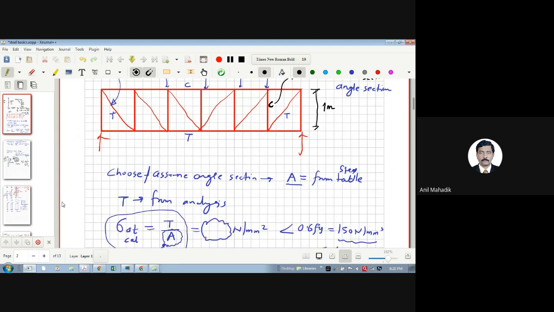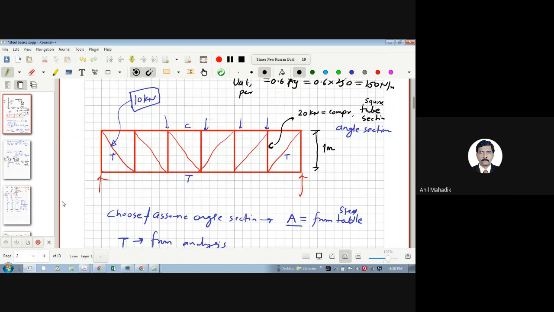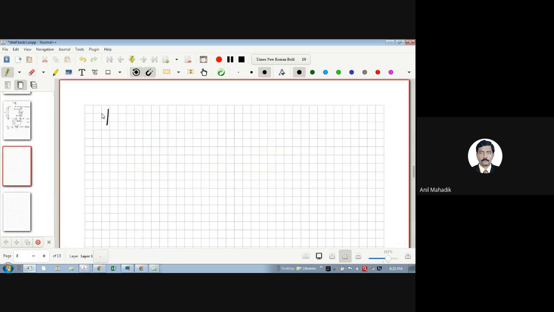Let's do somewhere here. So in truss member, how much did I take, 10 or 20 kilonewton? Yes, sir. Compression is 20 kilonewton. Actual length is 1 meter. And design a square tube.